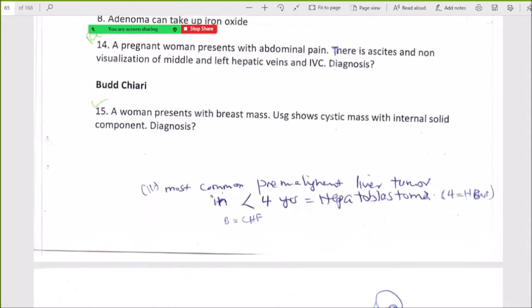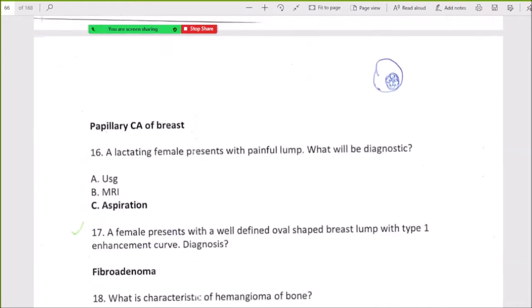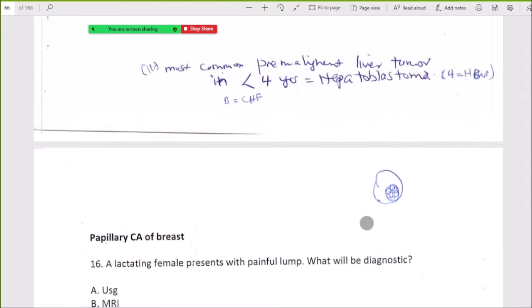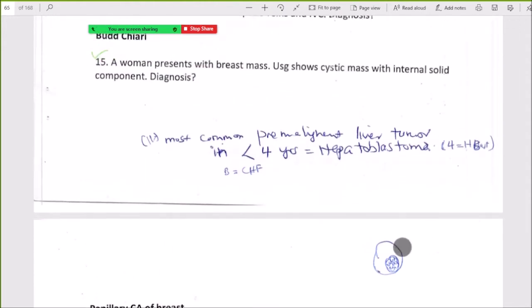15. A woman presents with a breast mass, a horizontal cystic mass with an internal solid component. Diagnosis: papillary carcinoma of the breast. The patient presents with a breast mass, a cystic mass with an internal solid component.